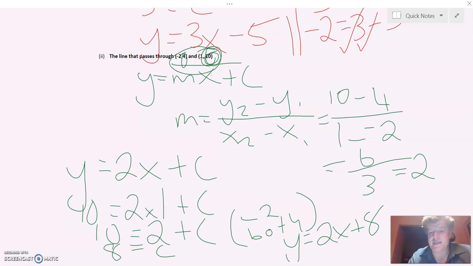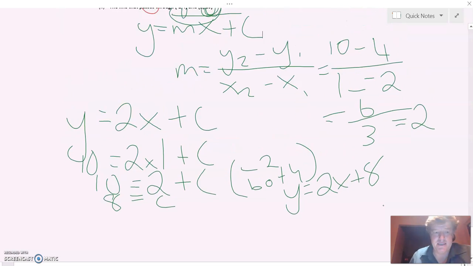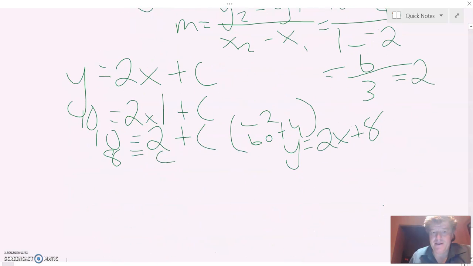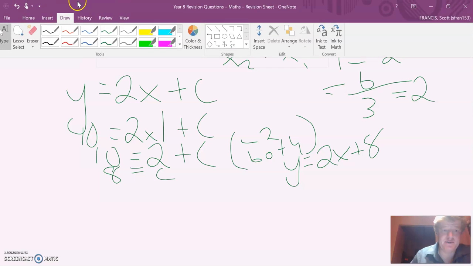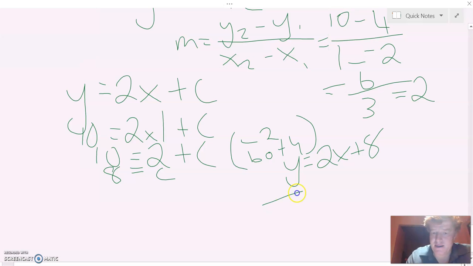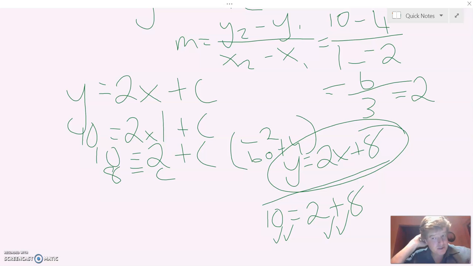Let's just double check this. Let's just substitute the numbers in and see how we go there. So our points, let's use the point (1, 10). So just to check, 10 equals 2 times 1 is 2, plus 8. And that side equals that side because 2 plus 8 is 10. So we've checked and we can see that our answer, y equals 2x plus 8, looks pretty good.